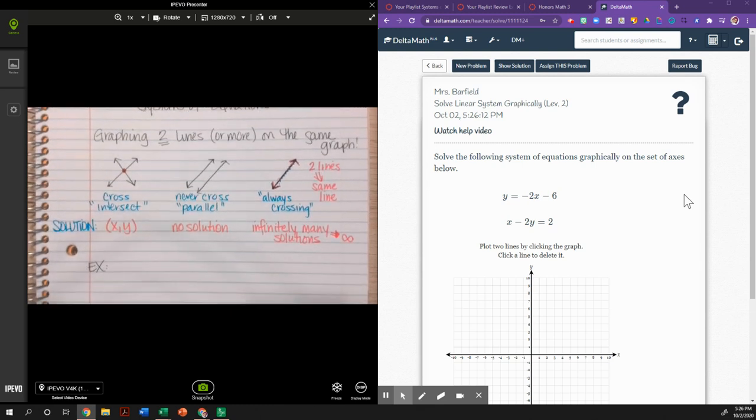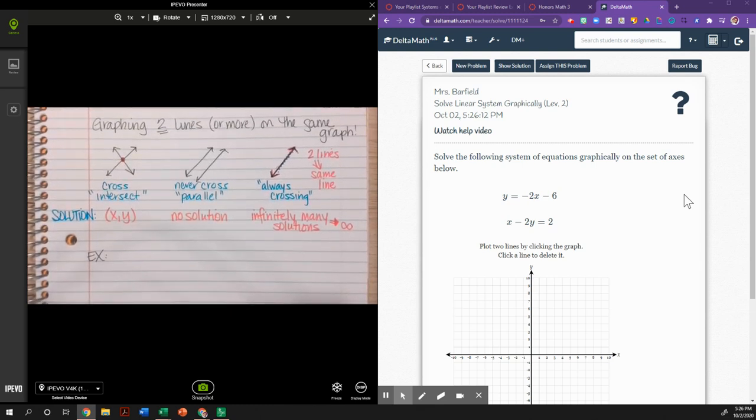All right, so not much has changed. It says solve the following systems of equations graphically on the set of axes below. So I have two equations. Remember, I'm going to get one of these pictures. That's the only option when you're graphing two lines. They cross, they're parallel, or they're the same line.